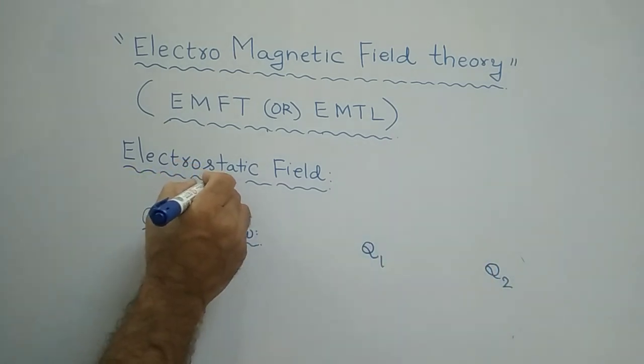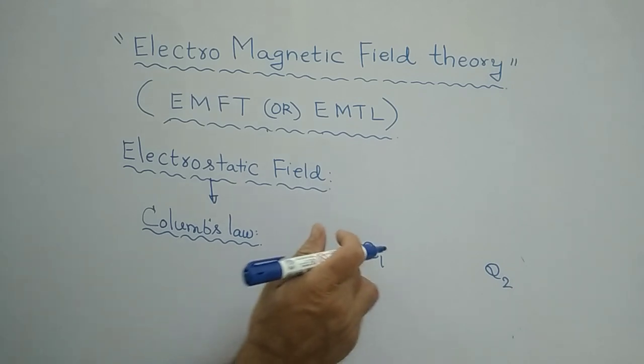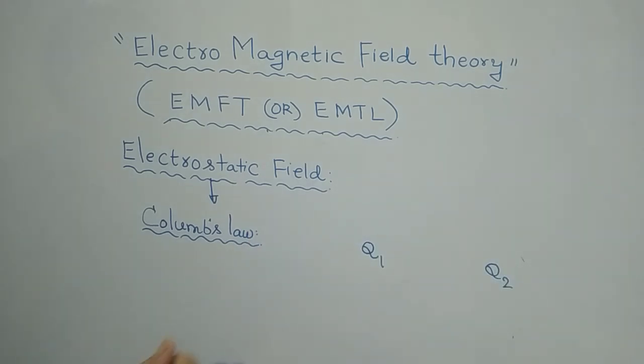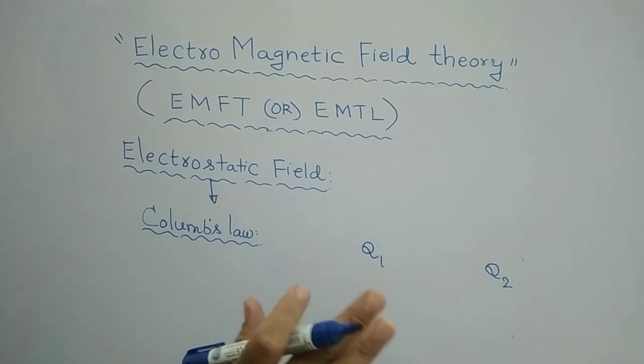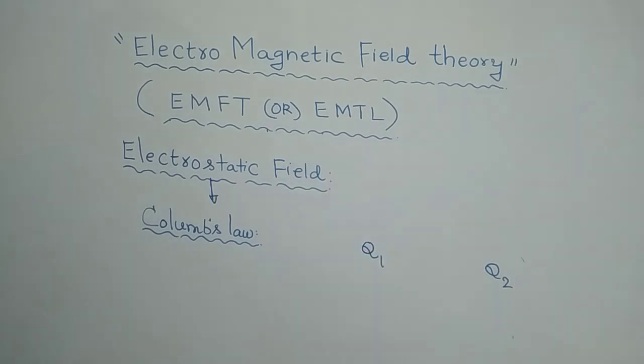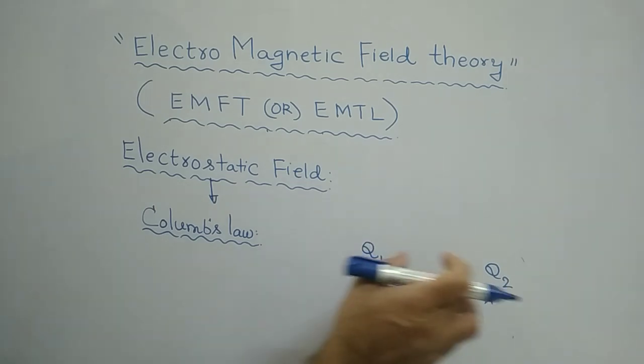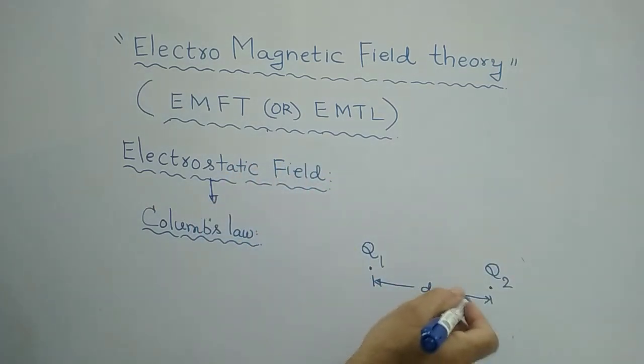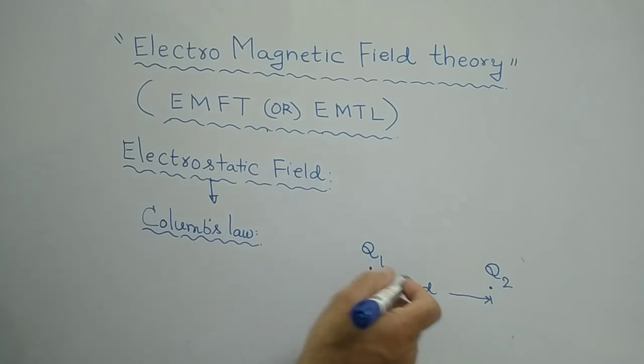Just now I have told you that these are the electric charges, let us say having the same magnitude. These charges can also be called point charges. So there are two charges, Q1 and Q2, and these two charges are separated by a small distance d.